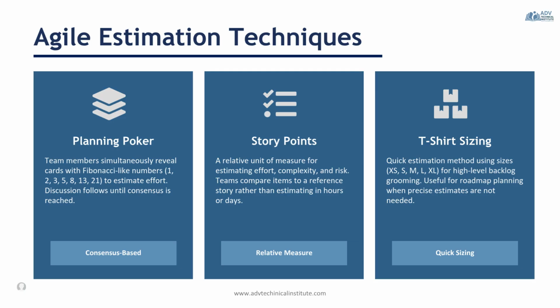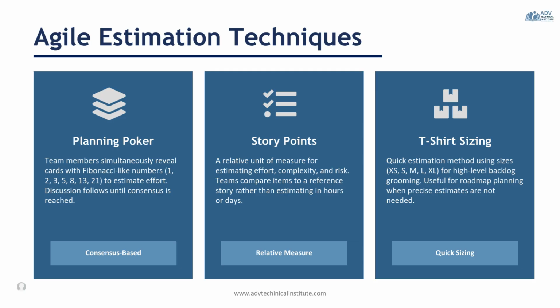The third technique is t-shirt sizing, which uses categories such as extra small, small, medium, large, and extra large to estimate work at a high level. This approach is useful during backlog refinement, roadmap planning, or when detailed information is not yet available. The key difference is that planning poker is a collaborative estimation technique, story points are the unit of measurement, and t-shirt sizing provides a quick, high-level estimate when precision is not required.